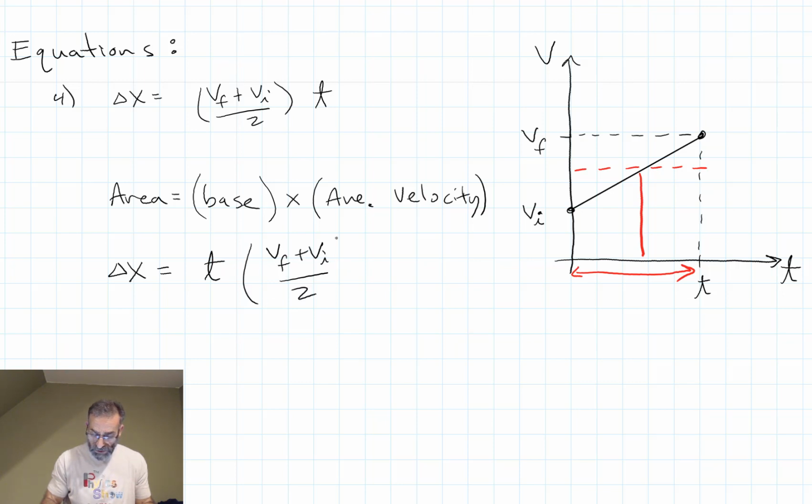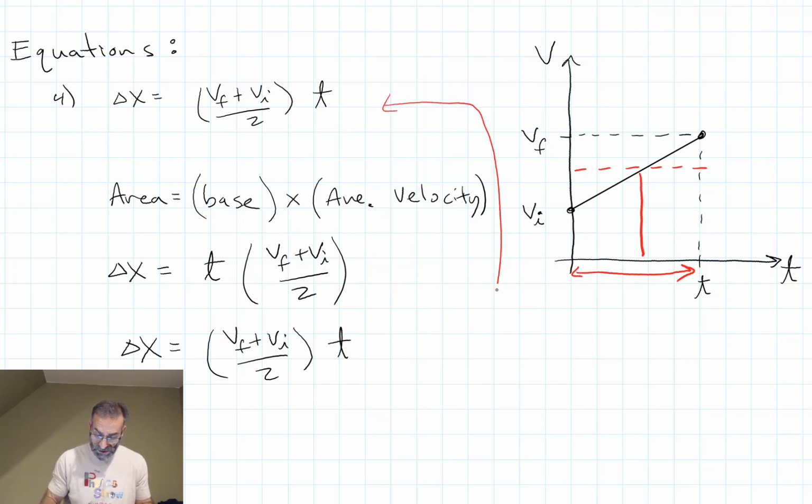How do we average two numbers? We add them and divide by 2. Again, just writing it in the same form we have above. V final plus v initial over 2, which is the average velocity, times time, gives us the displacement. There's equation 4.